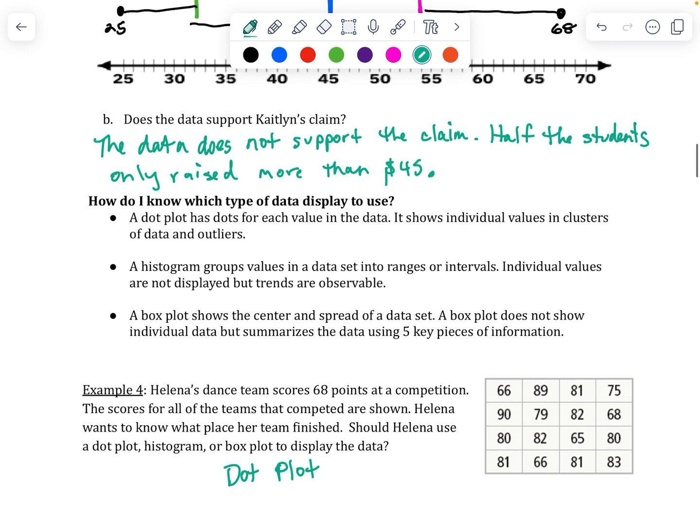Now that you've used these, you can go and try some of our practice problems.